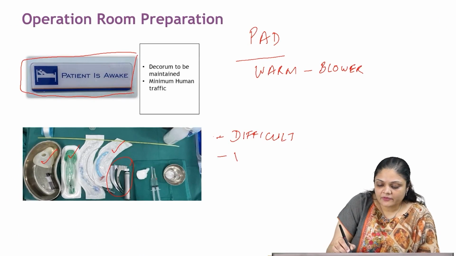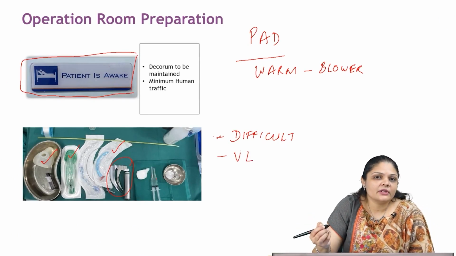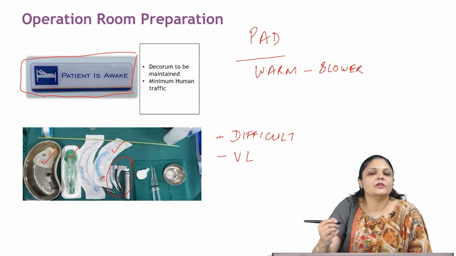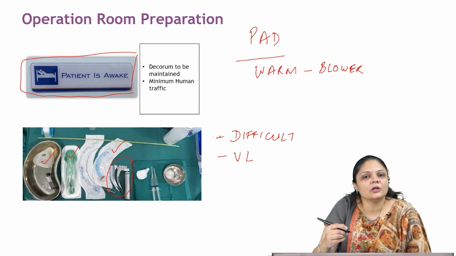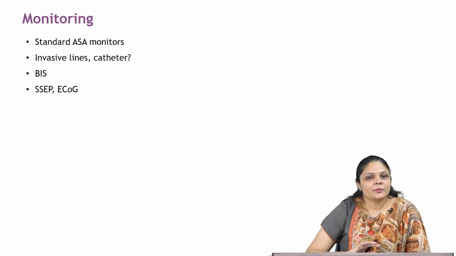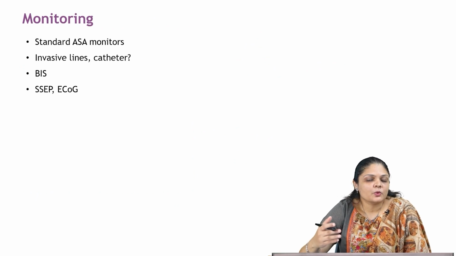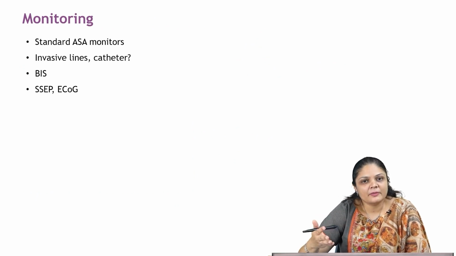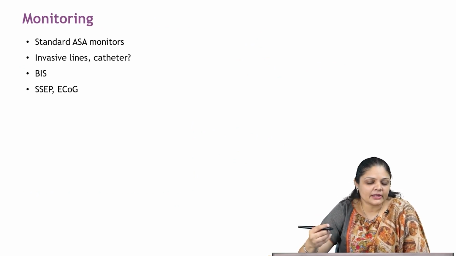We advise to keep a video laryngoscope also around in case something goes wrong and your LMA also doesn't fit and you need to convert to a complete endotracheal intubation. So now once you have prepared the patient, you have gained his support and rapport and you've made him comfortable, you've brought him to the theatre.